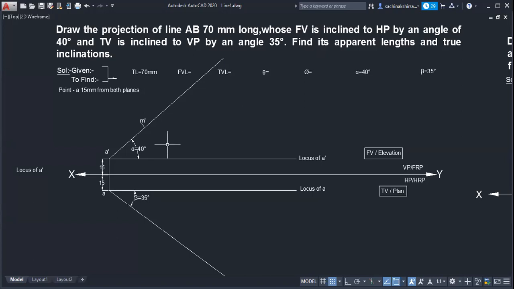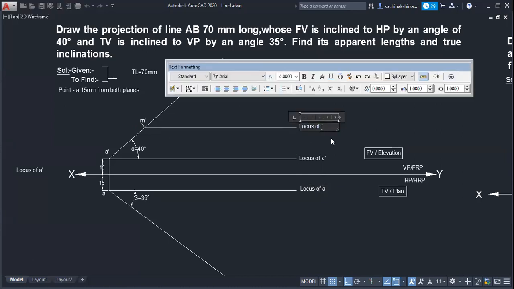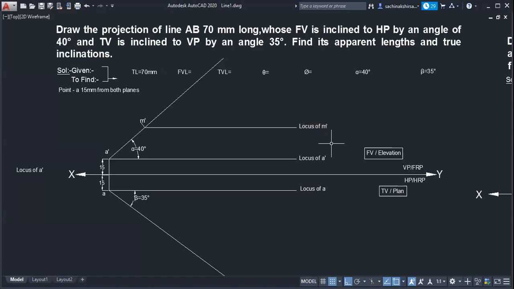As we know, in projection of lines, once we get a point, what do we have to do? Locus. Immediately we have to draw the locus. So this will be the locus of M dash. So we got the M dash point, and here I will write locus of M dash. Next, this M dash point is known to me. What will happen if I draw a straight line? From which point do you want to draw the straight line? M dash. Where do you want to draw?